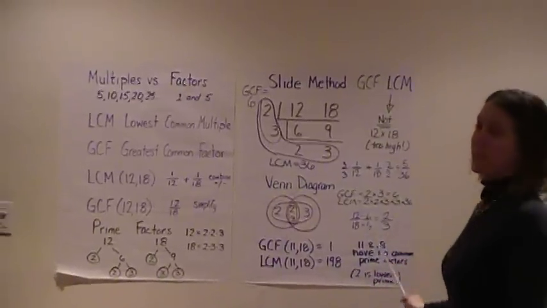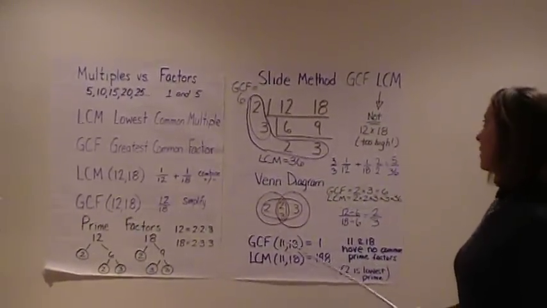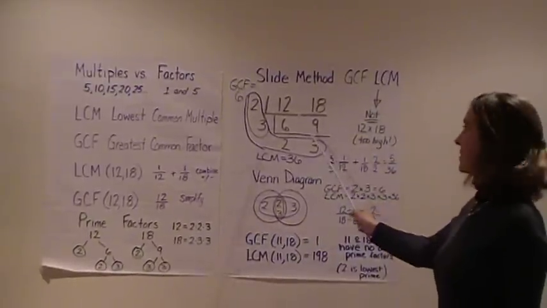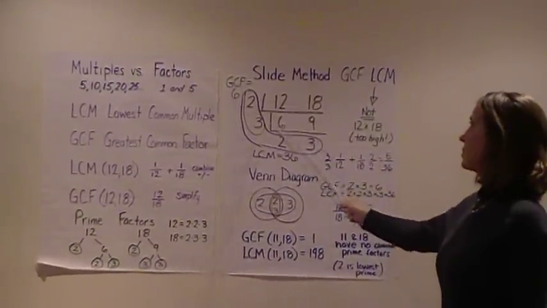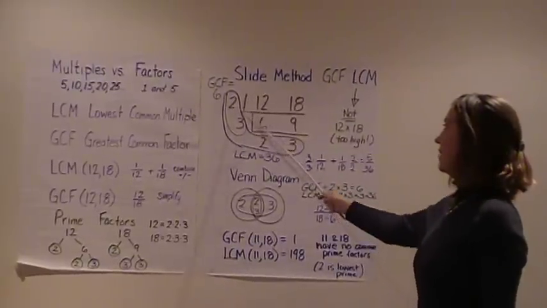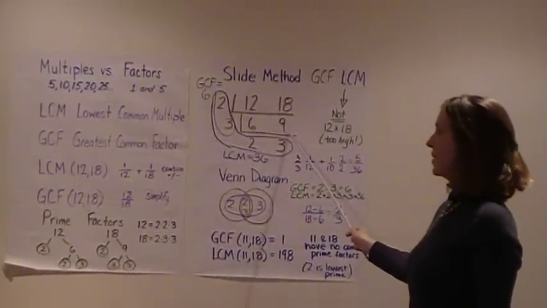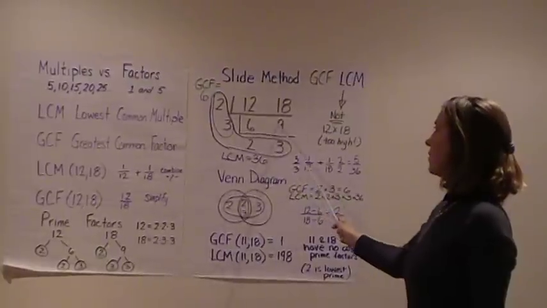There are two methods that I have here. One is called the slide method and one is called the Venn diagram method. What the slide method does is it takes the two numbers and we first divide by whichever number we think of first. So I thought of 2 first, and 2 goes into 12 6 times, and 2 goes into 18 9 times, and then each of these also divide by 3.